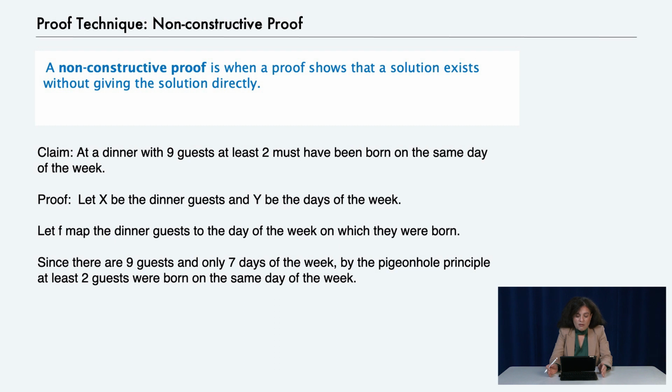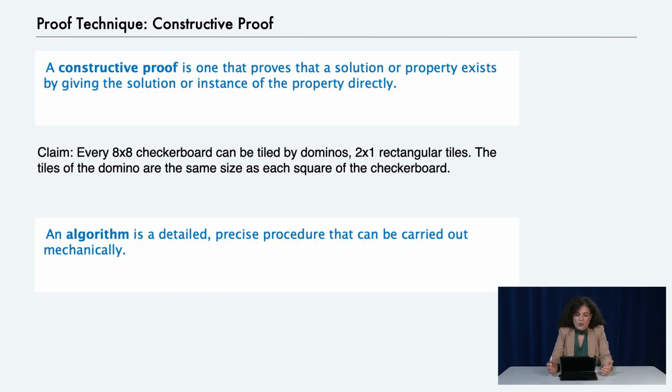Our function from X to Y will map the dinner guests to the day of the week on which they were born. Since there are 9 dinner guests and only 7 days of the week, by the pigeonhole principle, at least 2 guests were born on the same day of the week. So in this example, we show that 2 guests must share a birth day, but we don't actually tell you how to find the 2 guests that share the same day of the week. That is what we mean by a non-constructive proof. We know that the solution exists, but we don't actually tell you how to find it.